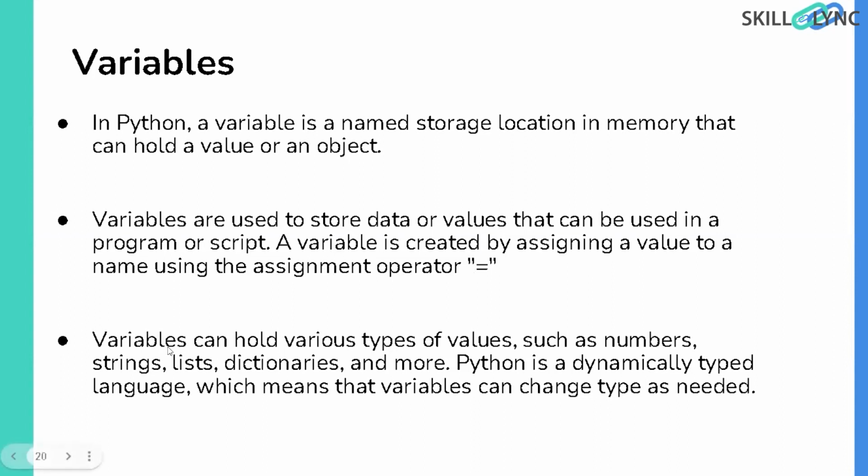So what all can it hold? A variable can hold various types of values: numbers, or if you want to define strings, lists, dictionaries, and many more. Python is a dynamically typed language, which means variables can change type as needed. So what does this particular line say? We are simply saying that a variable name can be anything, and you can store anything in it: a number, a string, a dictionary, or anything.